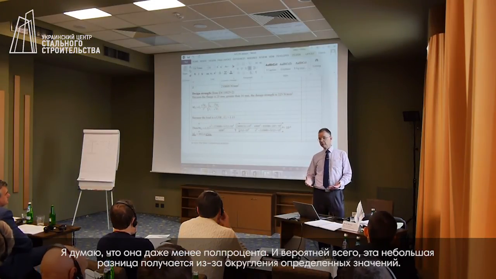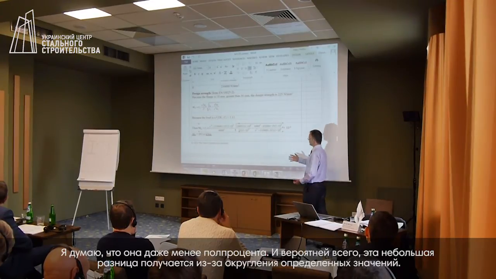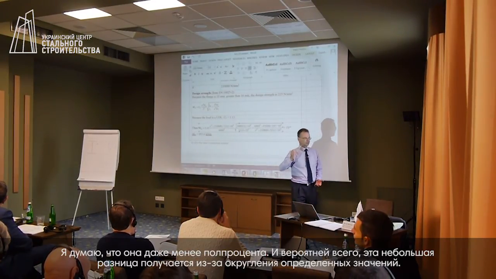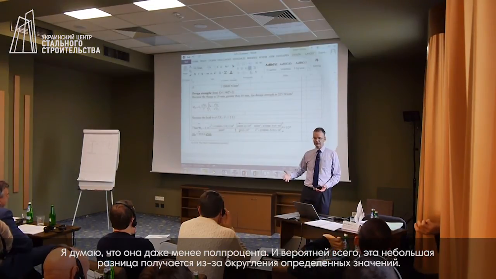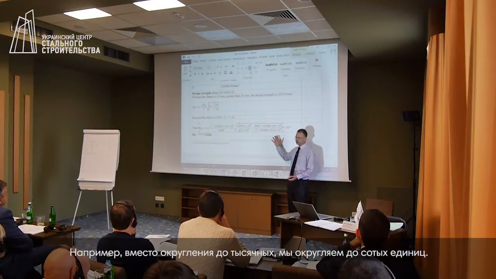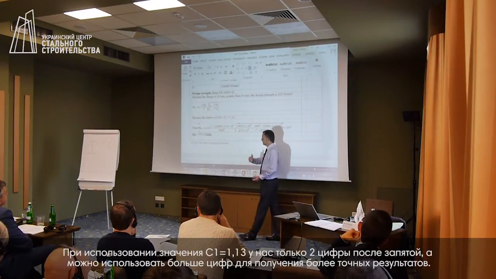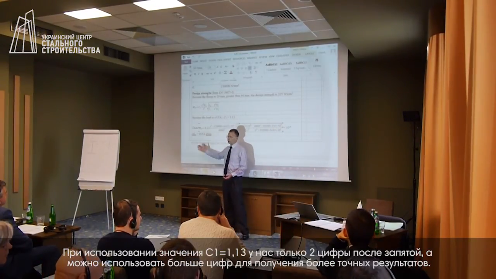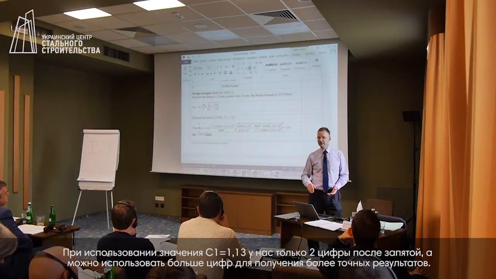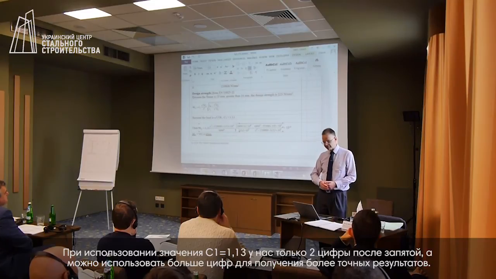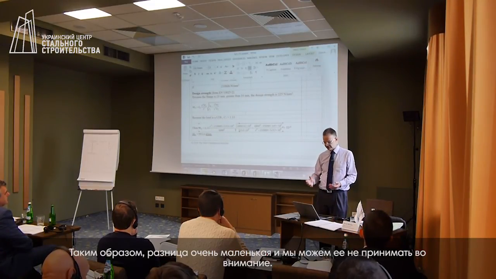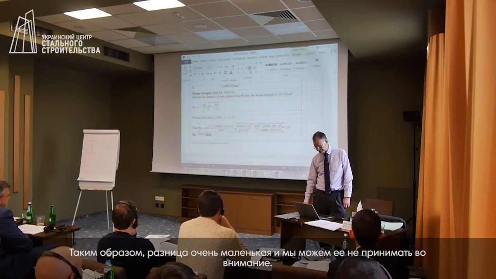And the difference is probably because within these values there are some significant figures instead of using very many decimal places. In this value, 1.13, we have only used 2 decimal places, and maybe if we'd used some more, then we would get precisely the same answer. So the difference is small enough to be ignored.